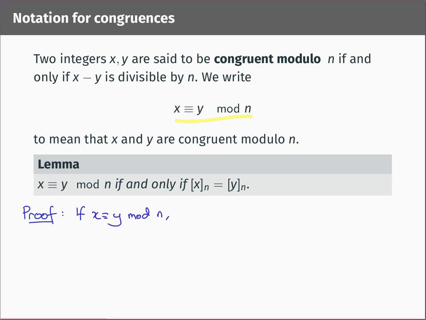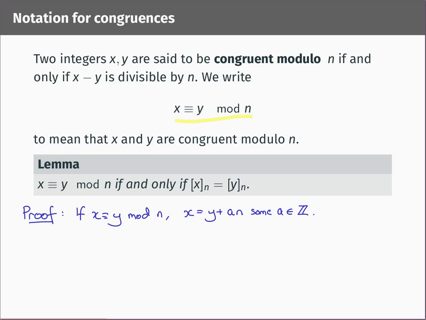That means they differ by a multiple of n. Their difference is divisible by n. So let's say x is equal to y plus kn for some integer k. Actually, let's use a different notation, because we use the word k when we define classes. So let's say x equals y plus an, for some a in Z.